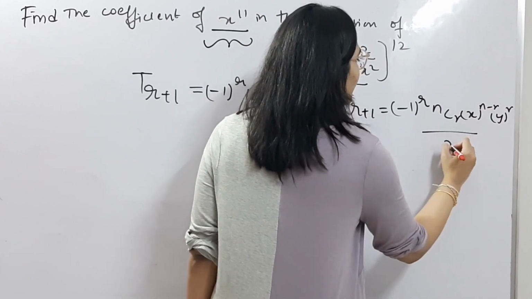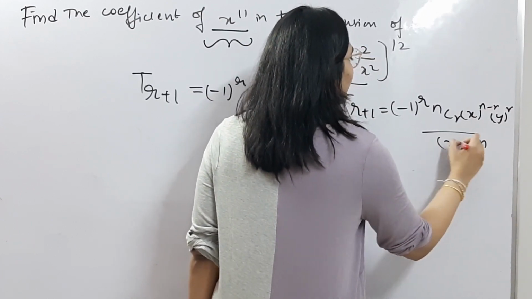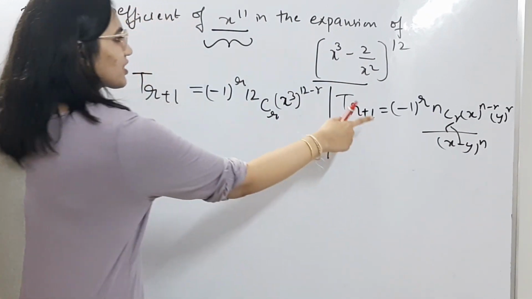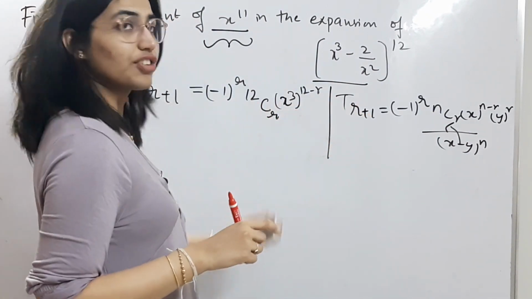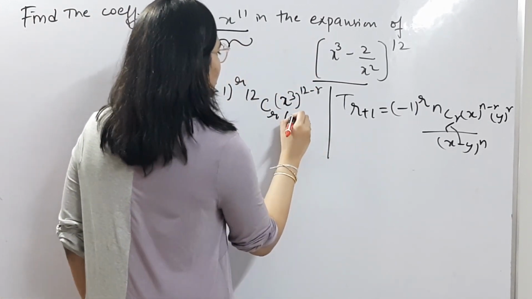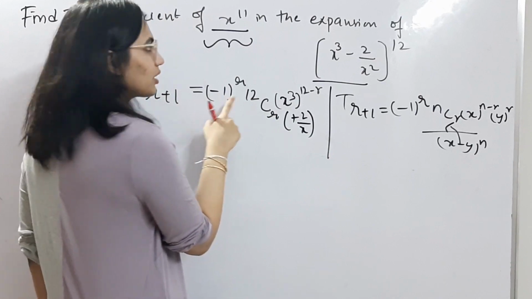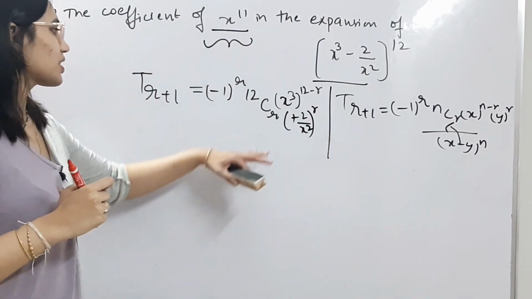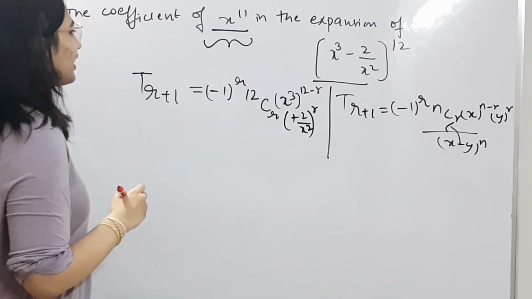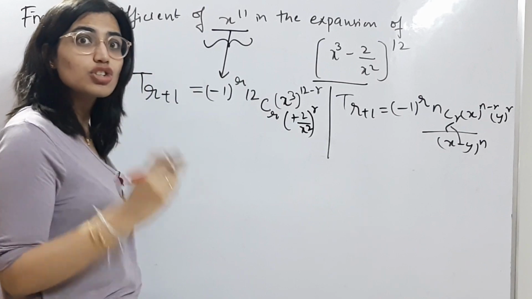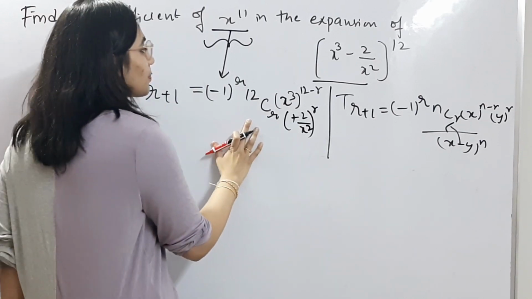This is for x minus y whole power of n. This is the general term. So I'm just substituting the values of x and y in here. And what is y here? We get minus 2. Here don't take the minus, because we've already taken the minus outside: x square whole power of r. So this is the general term. Now you know that we are assuming x power of 11 to be a part of the general term.